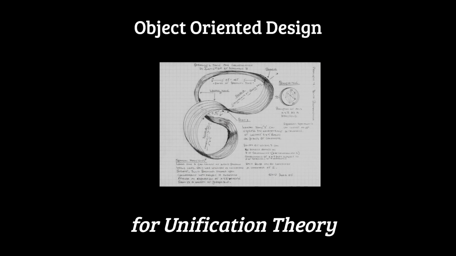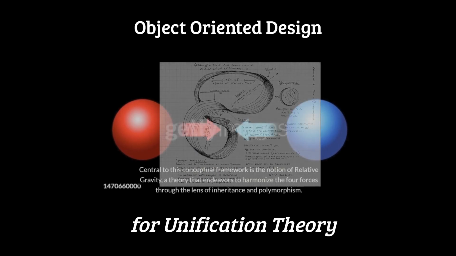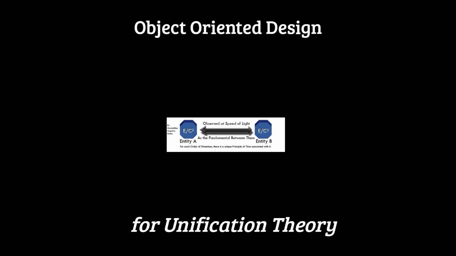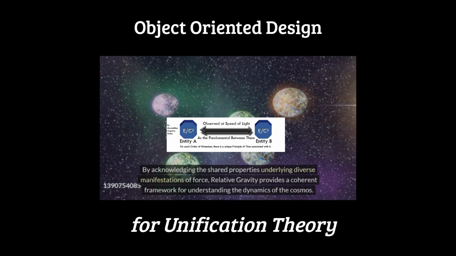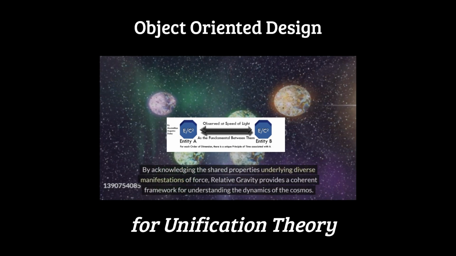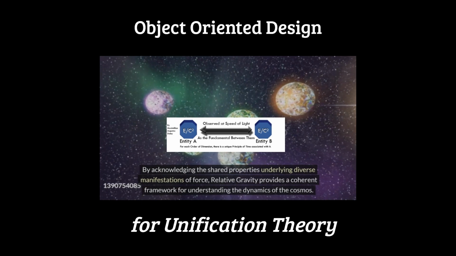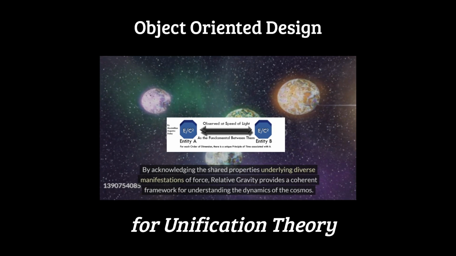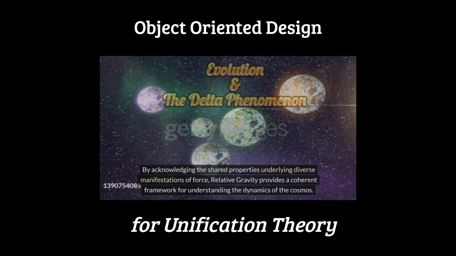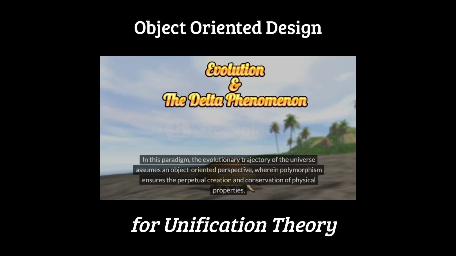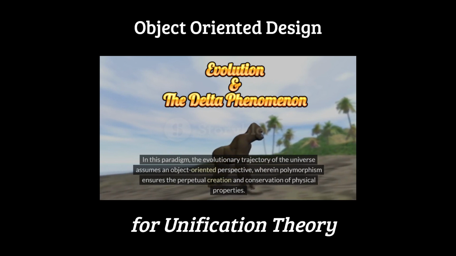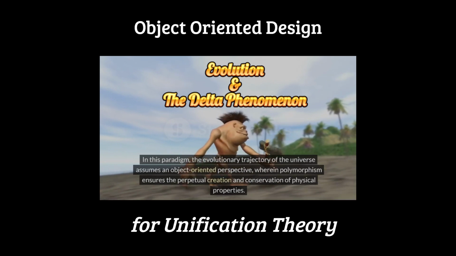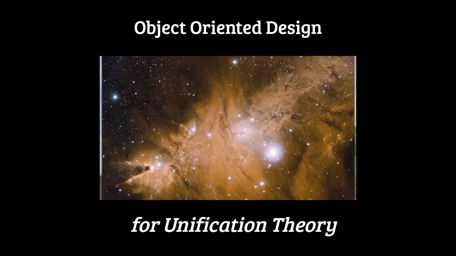Central to this conceptual framework is the notion of relative gravity, a theory that endeavors to harmonize the four forces through the lens of inheritance and polymorphism. By acknowledging the shared properties underlying diverse manifestations of force, relative gravity provides a coherent framework for understanding the dynamics of the cosmos. In this paradigm, the evolutionary trajectory of the universe assumes an object-oriented perspective, wherein polymorphism ensures the perpetual creation and conservation of physical properties.